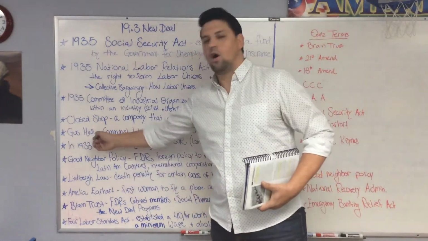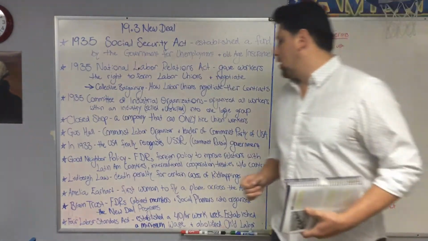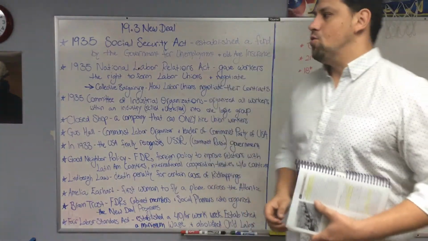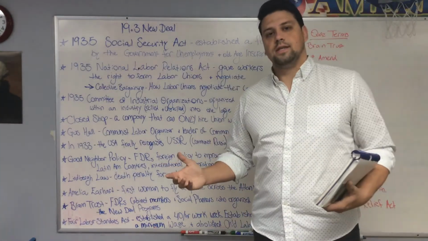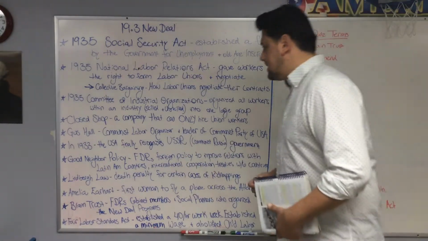A guy by the name of Gus Hall rises to prominence, and he will eventually become a communist labor organizer and eventually will form what's called the Communist Party of the United States, which has of course since been disbanded, for communism is not a legal party in the United States.